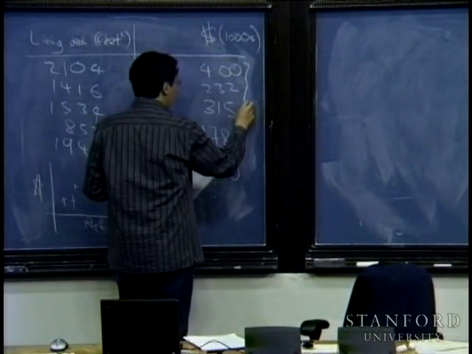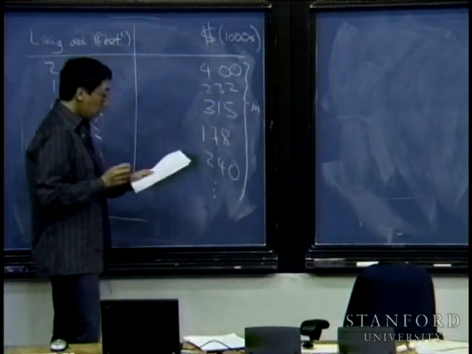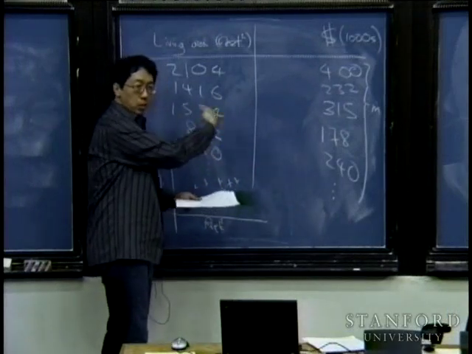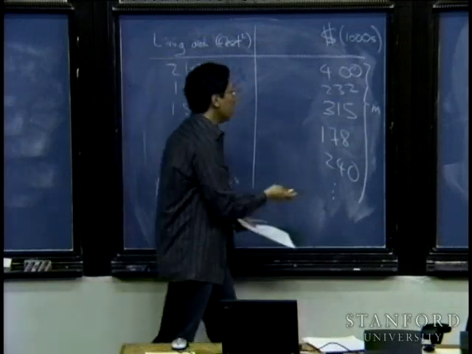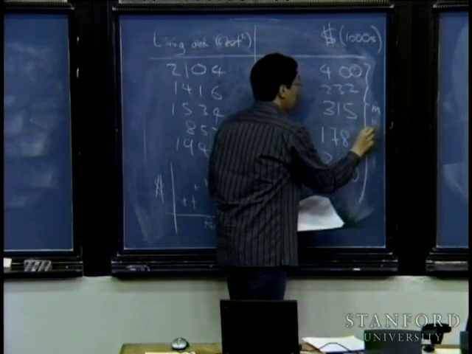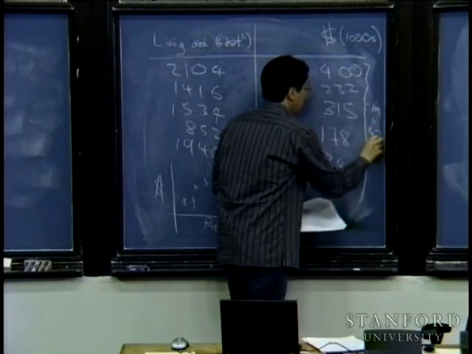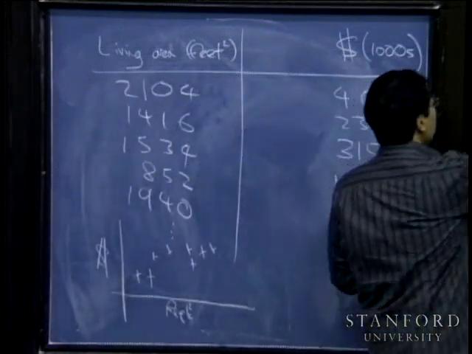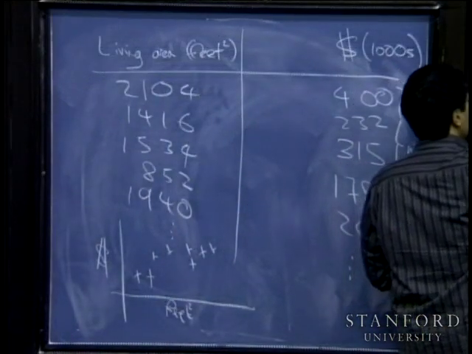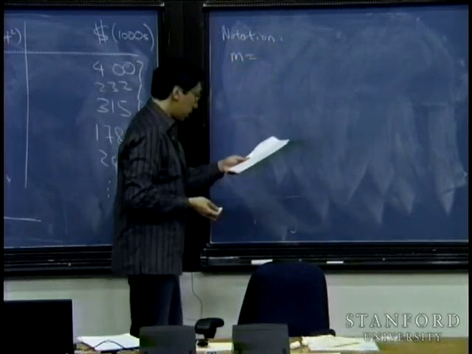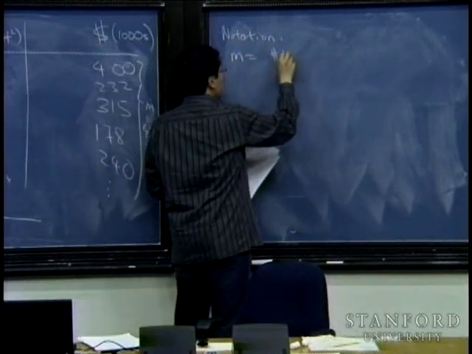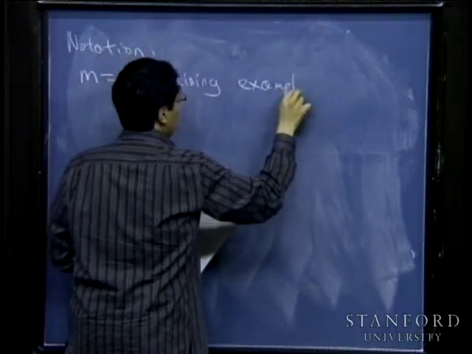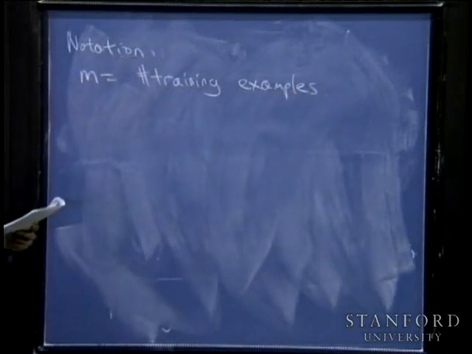First piece of notation is I'm going to let the lowercase alphabet m denote the number of training examples. And that just means the number of rows or the number of examples, houses, and prices we have. And in this particular data set, we happen to have 47 training examples, although I wrote down only 5. So throughout this quarter, I'm going to use the alphabet m to denote the number of training examples.